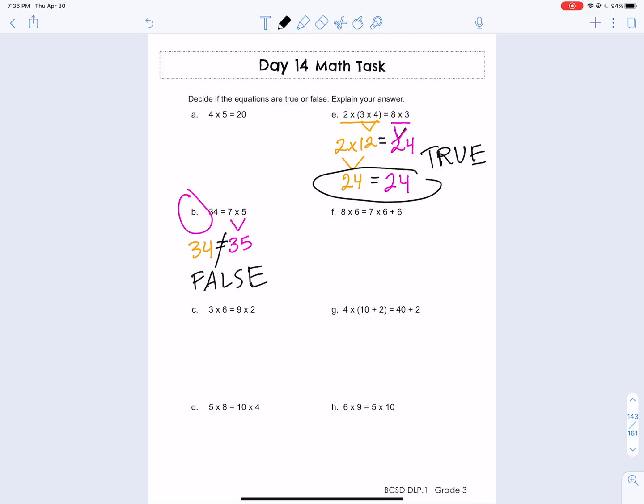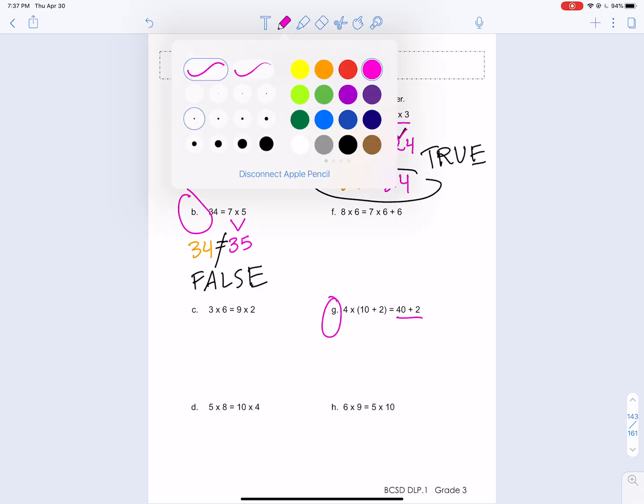Okay, I'm going to do one more for you. I think I'll do this other one. I'll do G, because that one looks like it's the most intimidating. You'll find out that it's really not. But in G, we have parentheses again, so we always have to do those parentheses first. So I'm going to, again, use two different colors for two different sides of the equal sign. My pink side and my orange side.